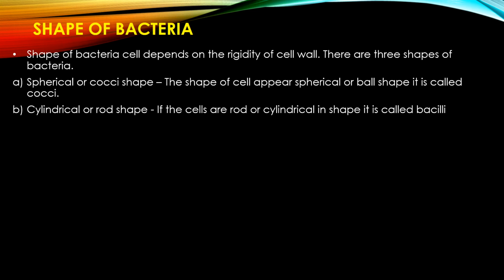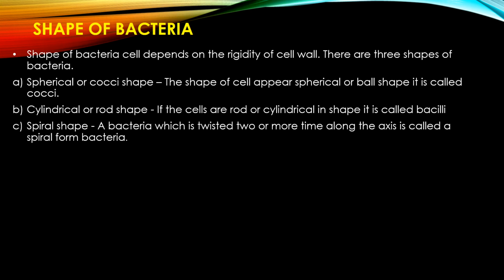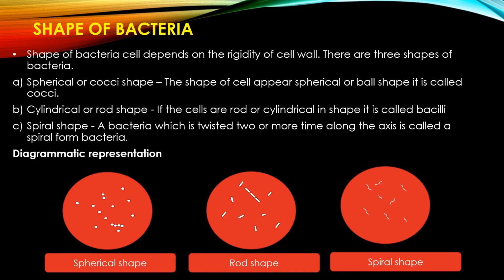Second one is cylindrical or rod shape. If the cells are rod or cylindrical in shape, then it is called bacilli. The third one is spiral shape. A bacterium which is twisted two or more times along the axis is called the spiral form. In the following diagrammatic representation, you will get some idea about the shapes of bacteria. The first one is spherical shaped bacteria, second is rod shaped bacteria and third is spiral shaped bacteria.